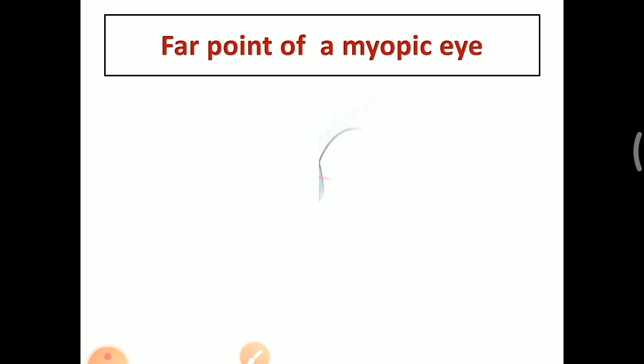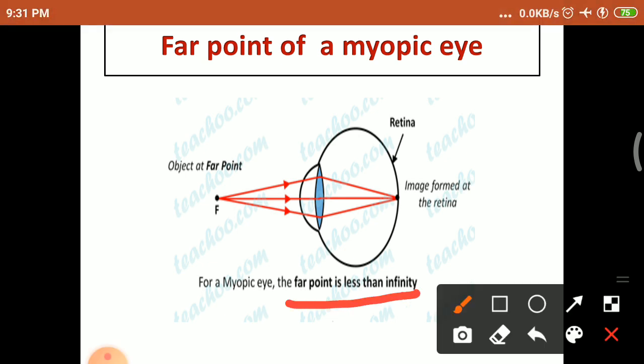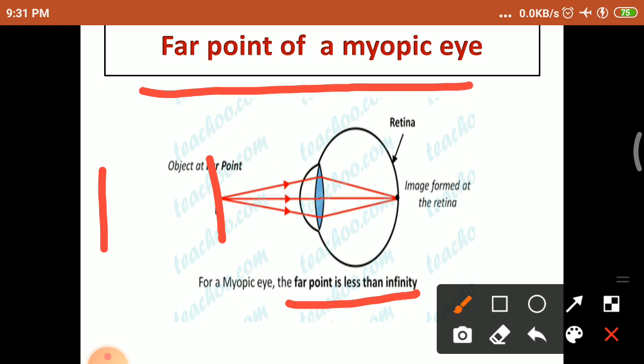And the next one, far point of a myopic eye. What is meant by the far point of the myopic eye? Up to which distance the person can see the object clearly, that is called the far point of the myopic eye. The far point of the myopic eye is less than infinity. If the object is placed at infinity, the person cannot see that object. If the object is placed less than infinity, the image is formed on the retina. That is called the far point of the myopic eye.